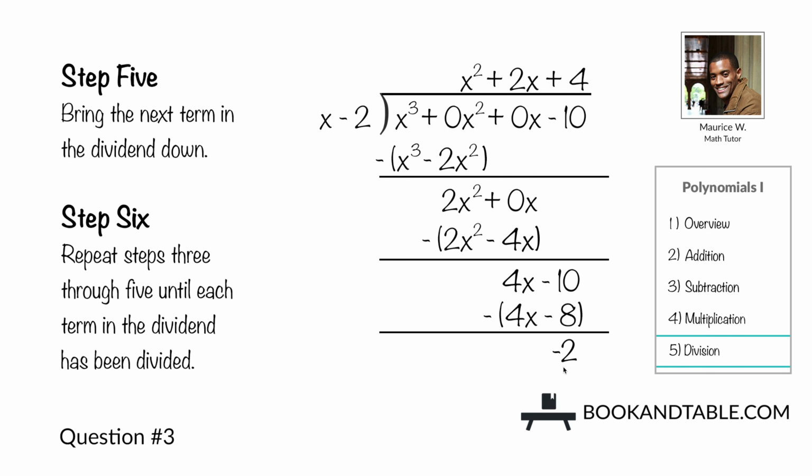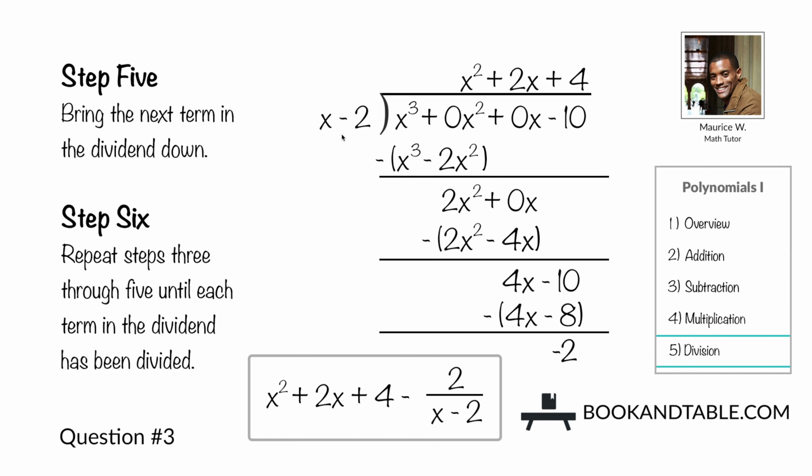So with this remainder of negative 2, we divide that by the divisor x minus 2, and that would be our remainder, which we want to add to our answer. So the quotient of x cubed minus 10 divided by x minus 2 is equal to x squared plus 2x plus 4 minus 2 over x minus 2.